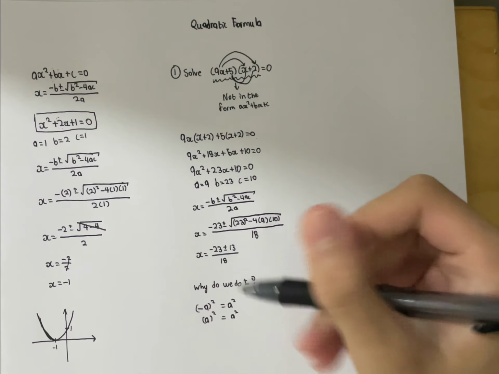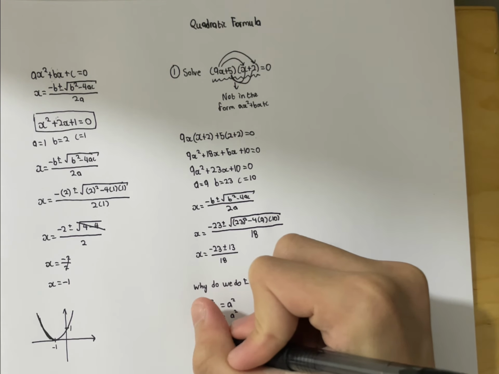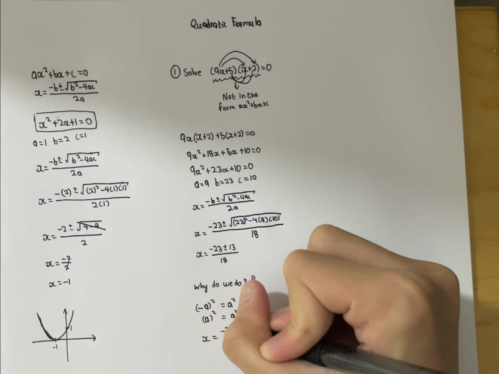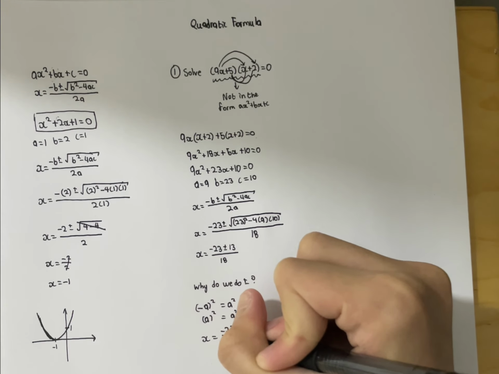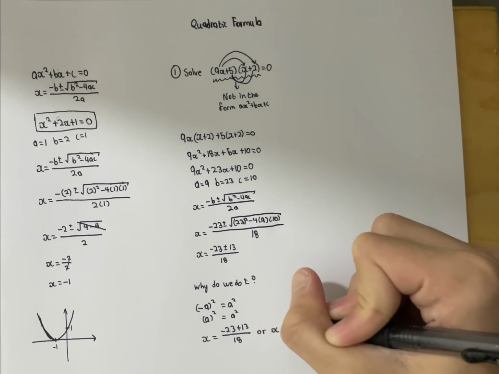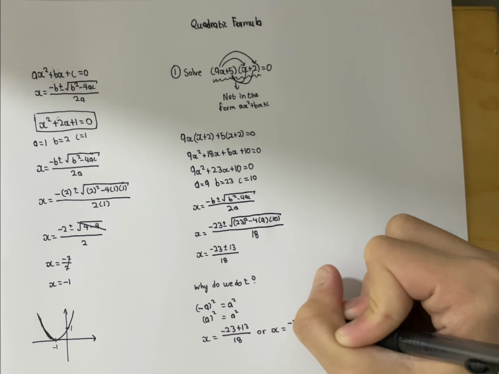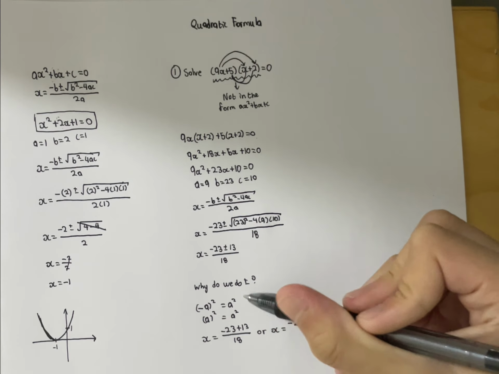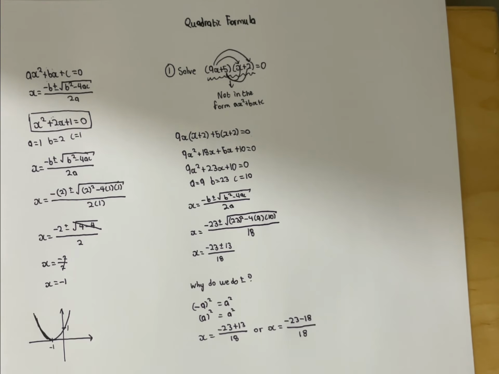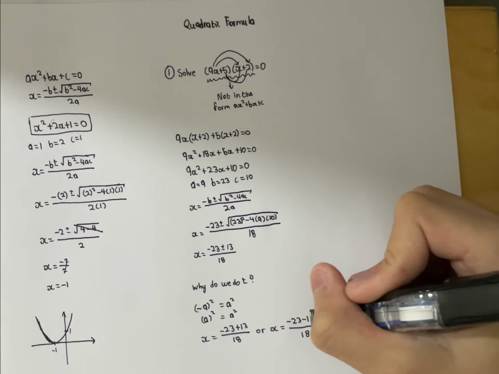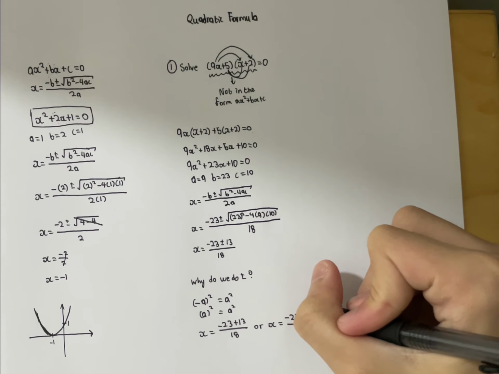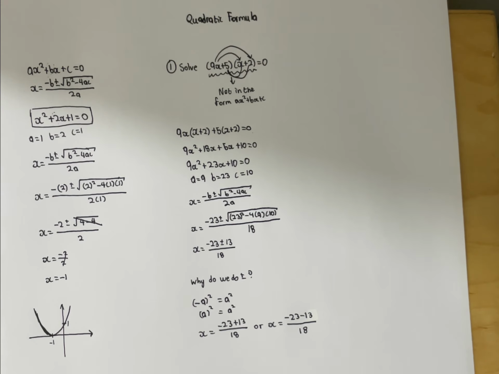So let's keep on going from this little section. So x is equal to negative 23 plus 13 over 18, or x could be negative 23 minus 13. That's what plus minus means, plus or minus. That's why we do that. Over 18. Oh, sorry, that is not a 13, that is an 18. We have to make that 13. Okay, now we can do our little stuff.